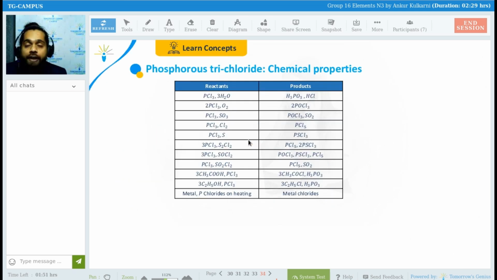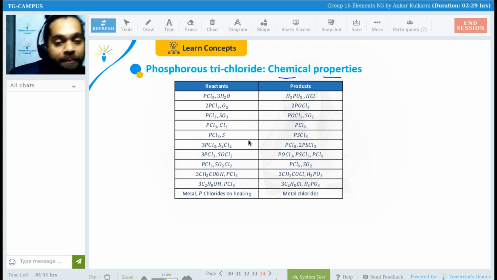Okay. Now look over here, everyone. Just like we did a box for PH3, these are all the chemical properties of PCl3. Look, so many reactions. All the chemical properties of PCl3 again. Again, how you have to do it?